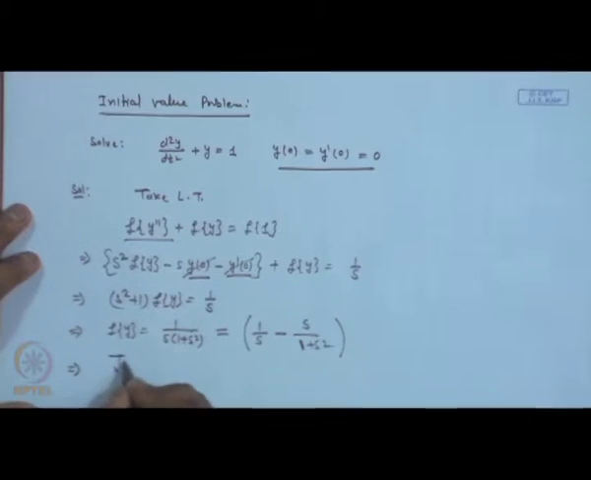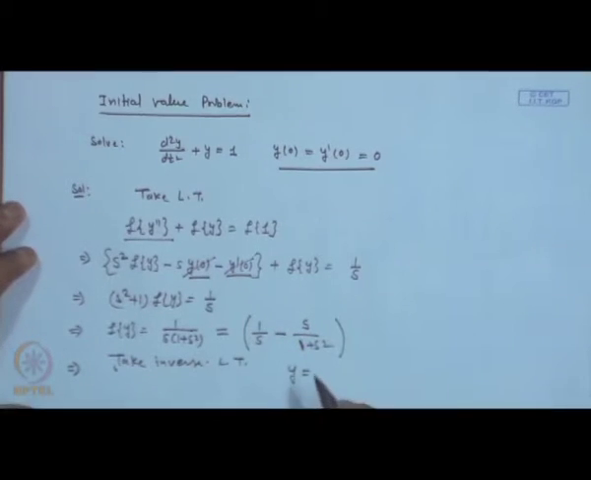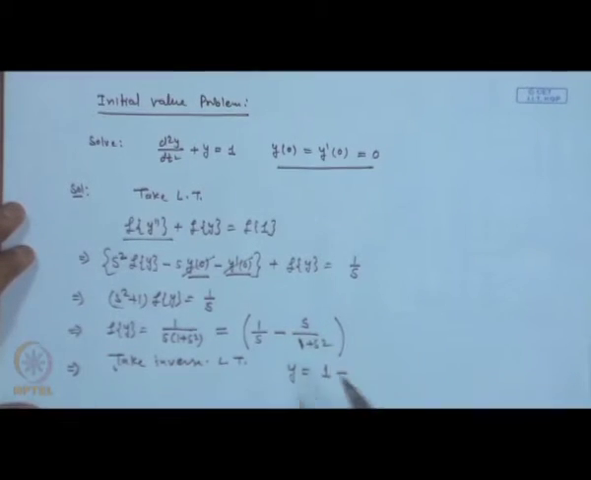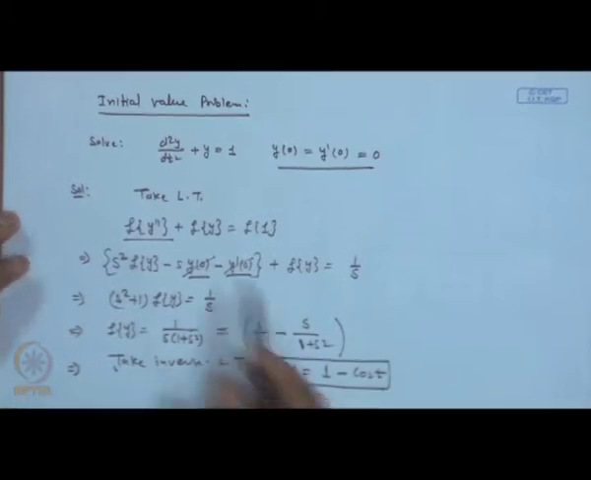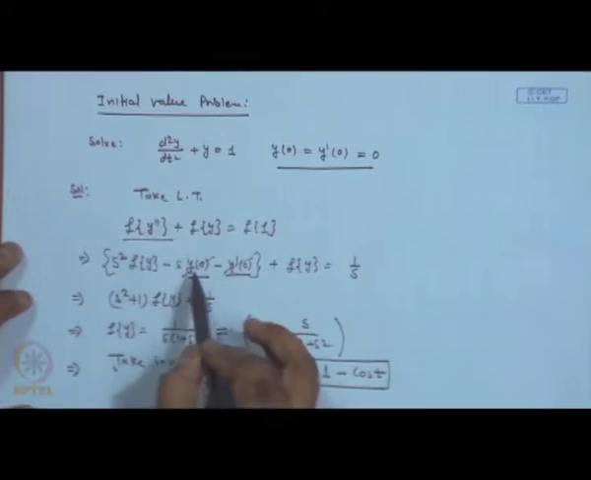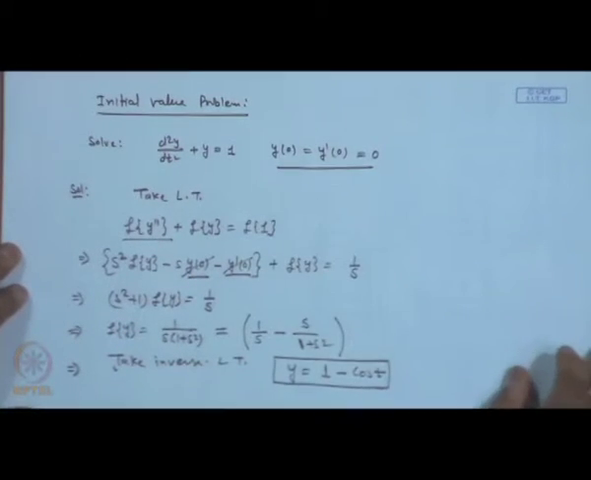So, we take the inverse Laplace transform, and then we get y equal to the Laplace inverse of 1 over s, that is 1, minus the Laplace inverse of s over 1 plus s squared, which we know is simply cos t. So, y equals 1 minus cos t is the solution, which incorporates the initial conditions automatically, because we use all these initial conditions in the solution.